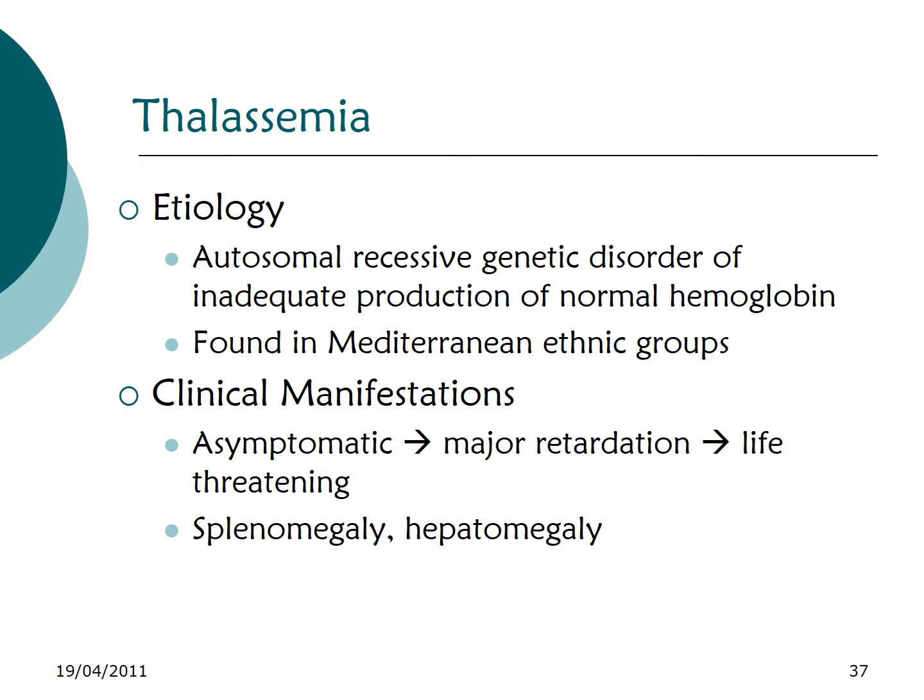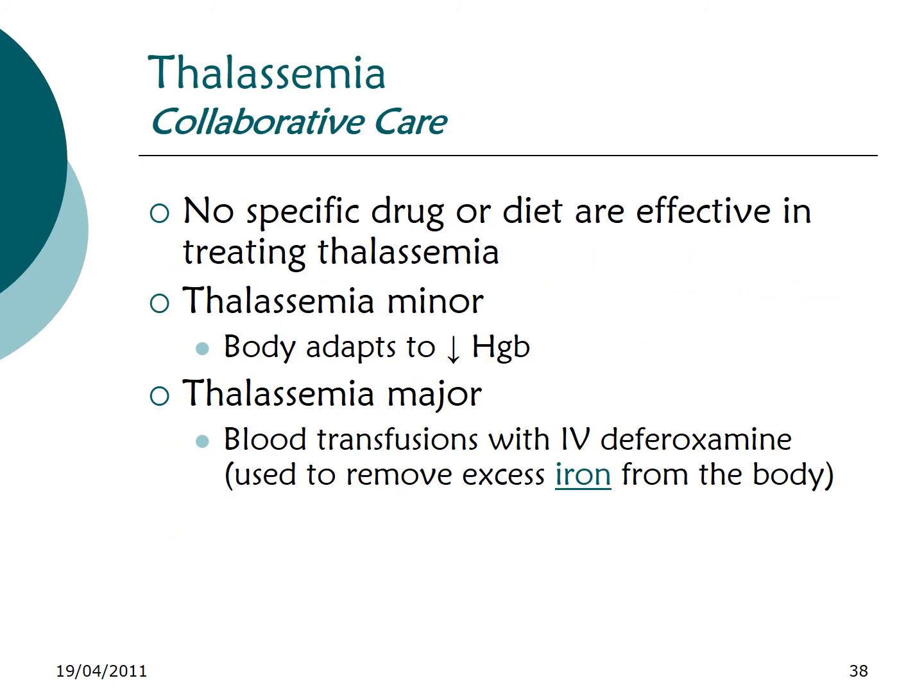Right? So there's no specific drug or diet that is effective in treating thalassemia. There's thalassemia minor, where the body just adapts to the decrease of hemoglobin. Thalassemia major, what has to happen is blood transfusion, and chelation is given to remove the excess iron from the body.